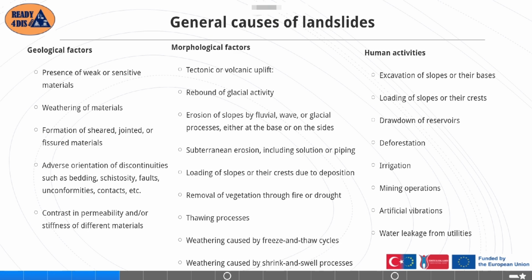Subsurface erosion, loading at the crest due to deposition, the loss of vegetation through fire or drought, and freeze-thaw cycles are other important processes that destabilize slopes. Human activities can greatly increase landslide hazard. Excavation at the slope face or toe, unplanned loading, rapid drawdown in reservoirs, deforestation, and intensive irrigation all raise these risks. Mining operations, artificial vibrations, and leakage from infrastructure change ground behavior and further increase the likelihood of landslides.